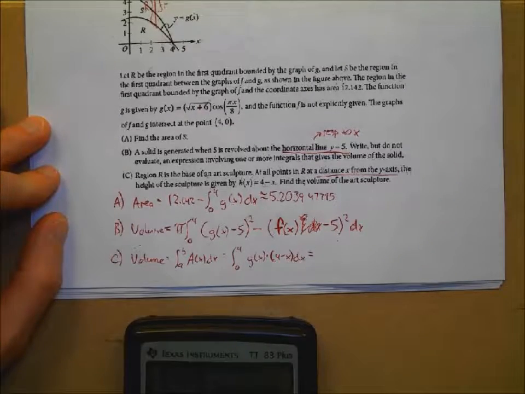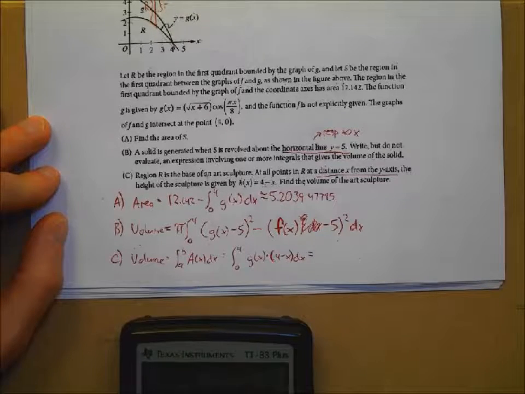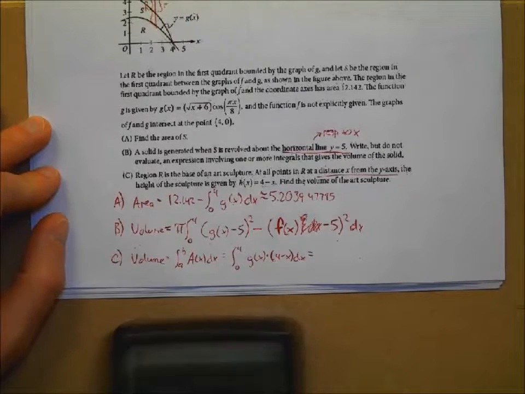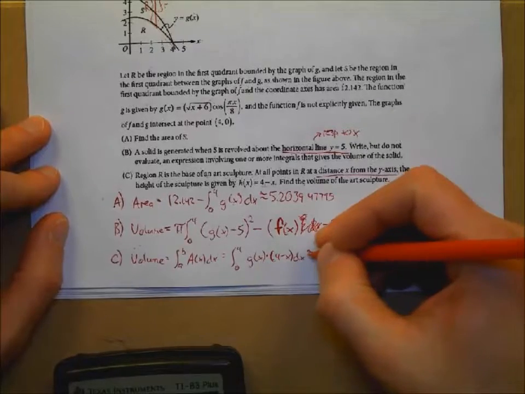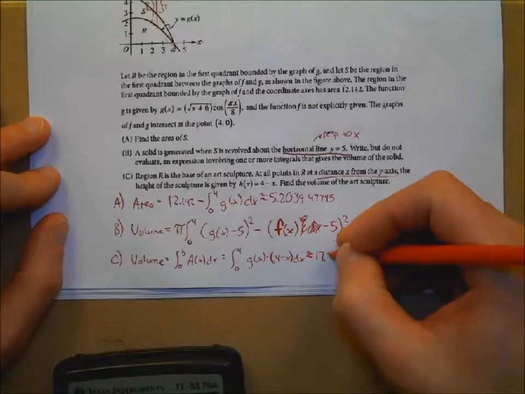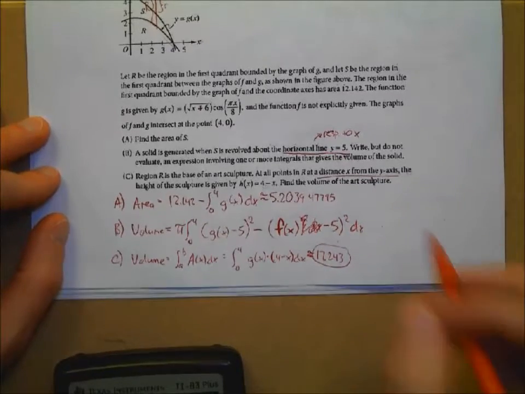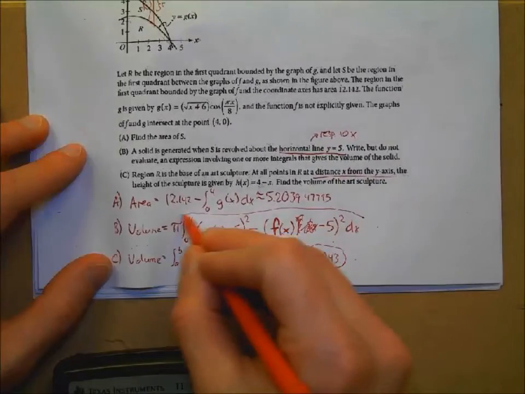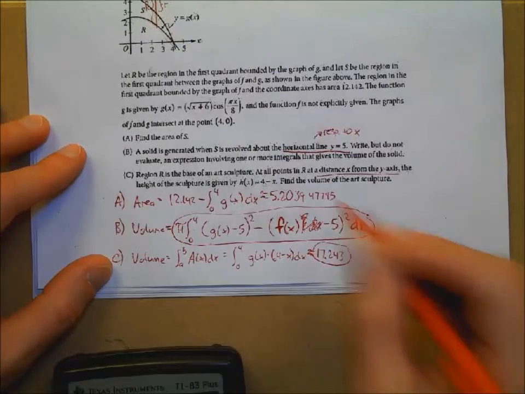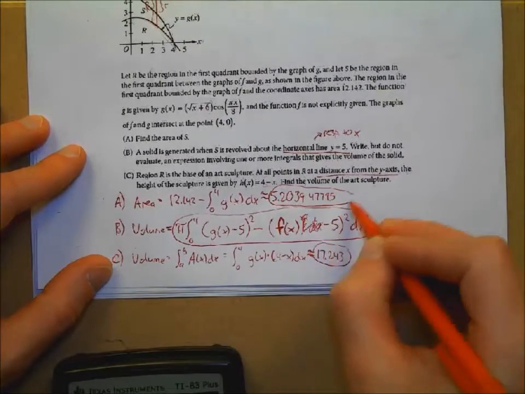Okay, and again, now we have the setup, we can just type that into our calculator. So math 9. y1 times 4 minus x, comma, 0, comma 4. Okay, and so I get approximately 17.243.